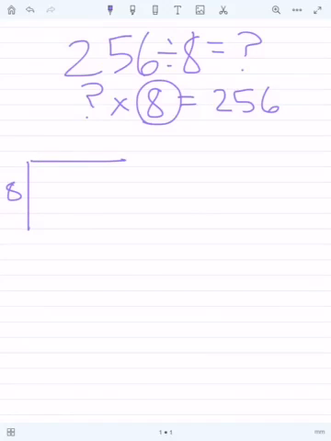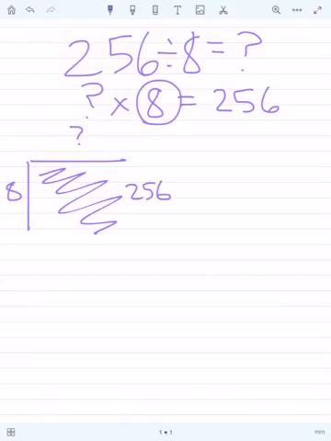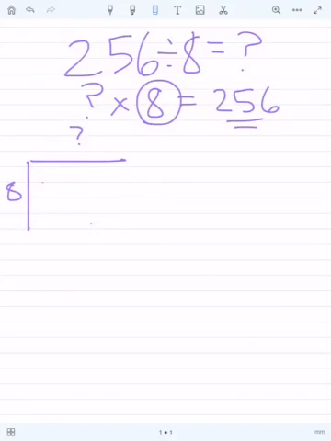What we don't know is the other side. But we do know all this inside should give us 256 squares. Okay? So let's try some numbers here. They'll get us close to that. So a nice number to try is always 10.